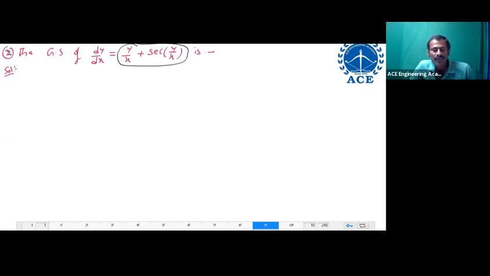Because of this, we start with the very first method, variable separable, and check the condition of the variable separable method. Check whether the condition is satisfied or not. If it is satisfied, we can solve the problem by variable separable, because that is a very simple method.